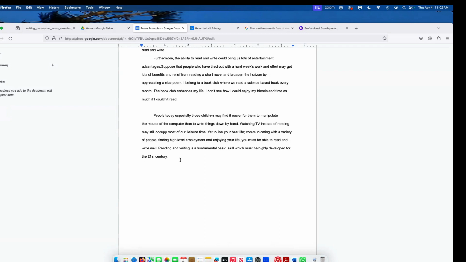Yet to live your best life, communicating with a variety of people, finding high-level employment, and enjoying your life, you must be able to read and write well. Reading and writing is a fundamental basic skill, which must be highly developed for the 21st century.